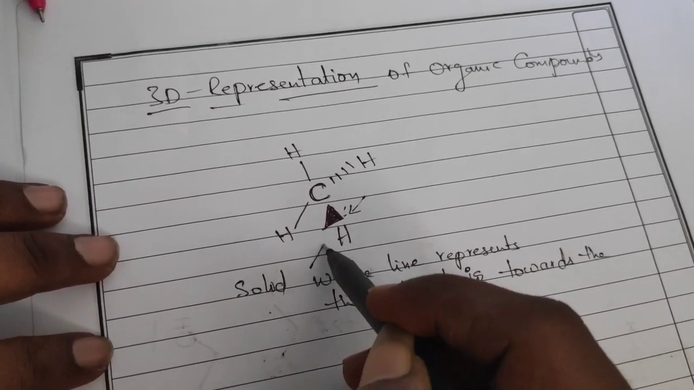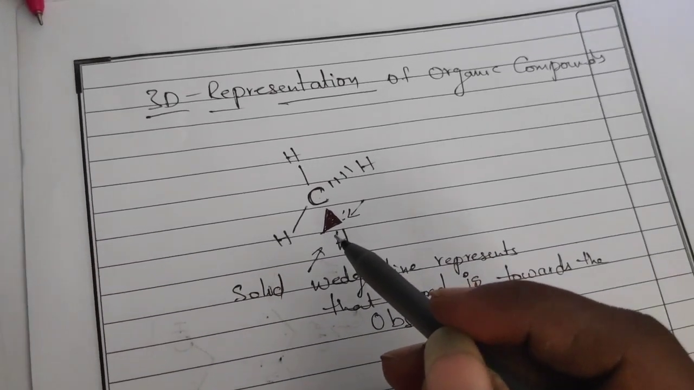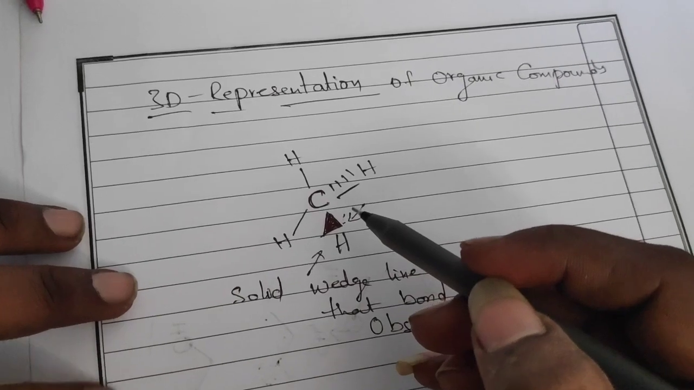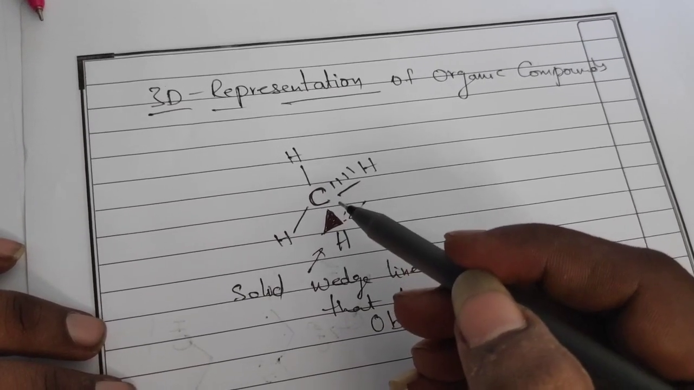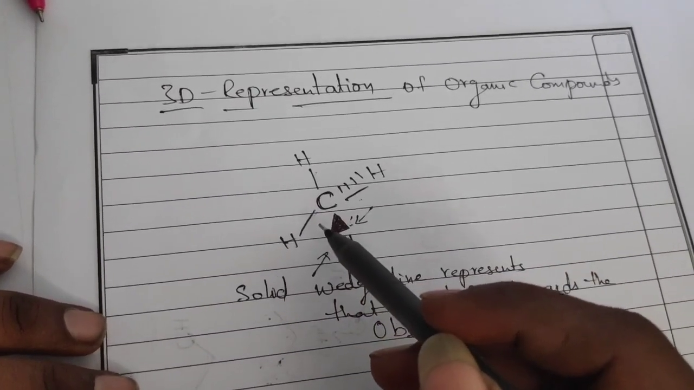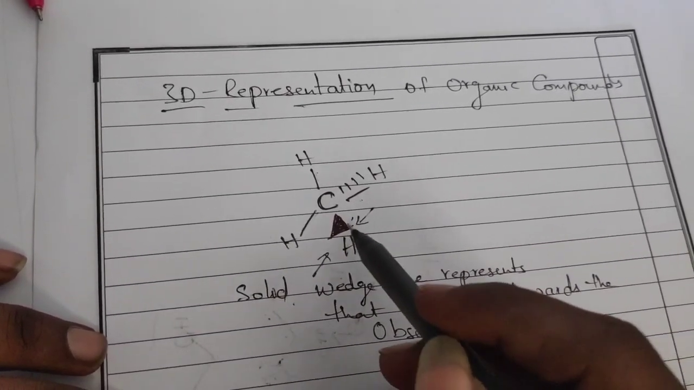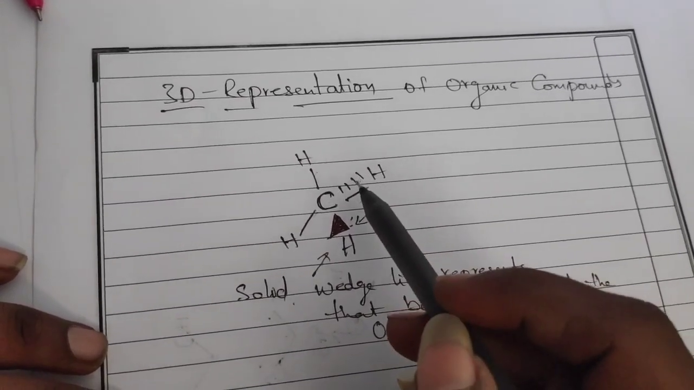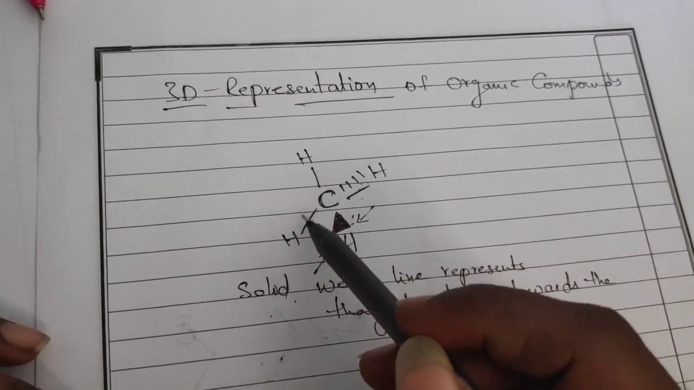Suppose the observer is seeing this molecule from this view. This hydrogen is in front of his eyes, in front of the observer, and this dotted line represents that the bond is away from the observer. That means it is behind the plane of paper. This is behind the paper, and these two bonds represent that they are in the plane of paper. So solid wedge represents that the bond is in front of the observer, towards the observer, and this bond represents it is away from the observer. These two bonds are in the plane of the paper.